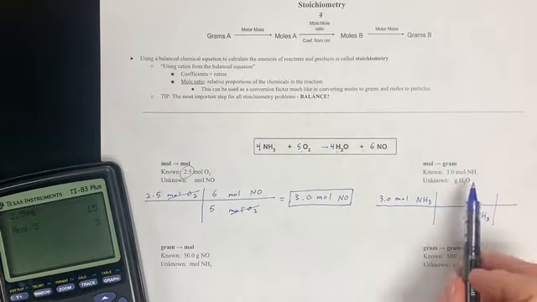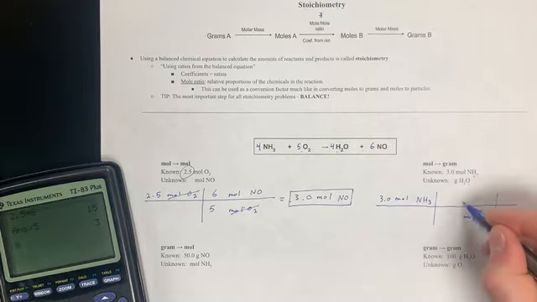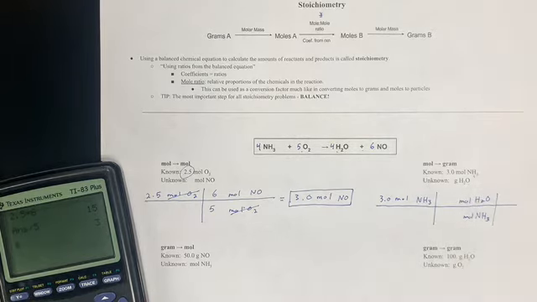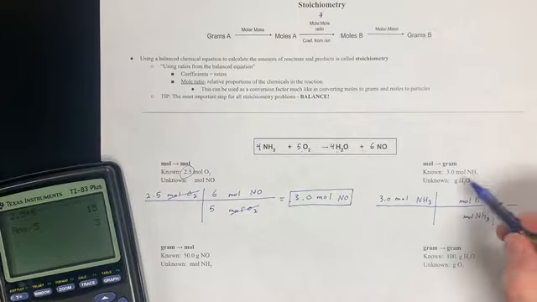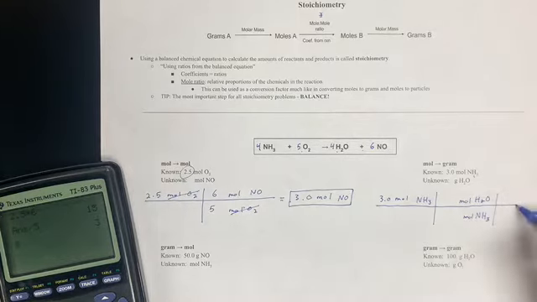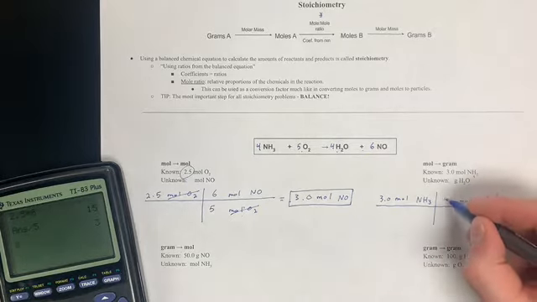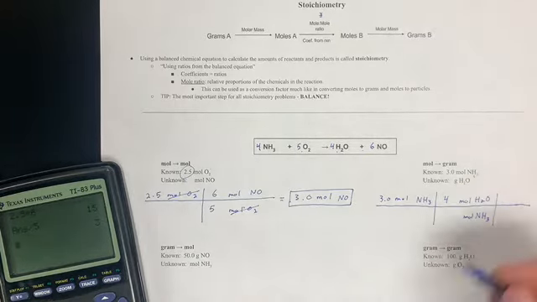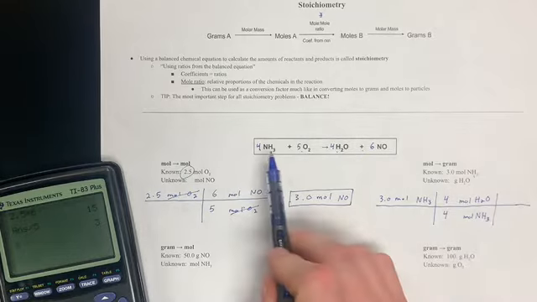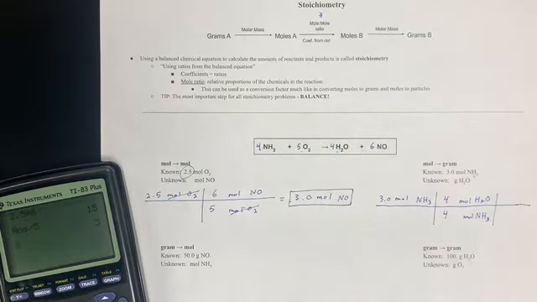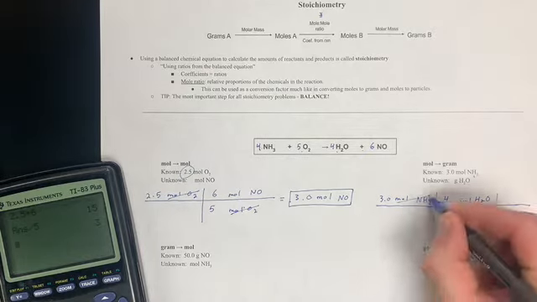And since we're trying to go from moles of NH3 to grams of H2O, I need to convert to moles of H2O before I can get to grams of H2O. So let's use the balanced chemical equation. We have 4 moles of H2O and 4 moles of NH3. Remember, we're using these coefficients from our balanced chemical equation. Moles of NH3 cancel.